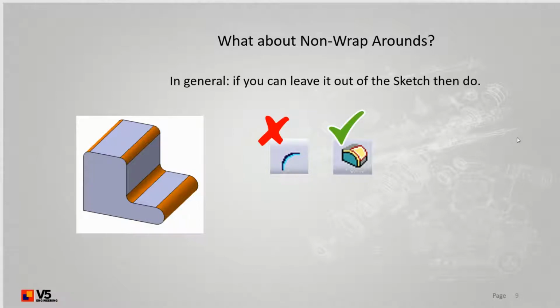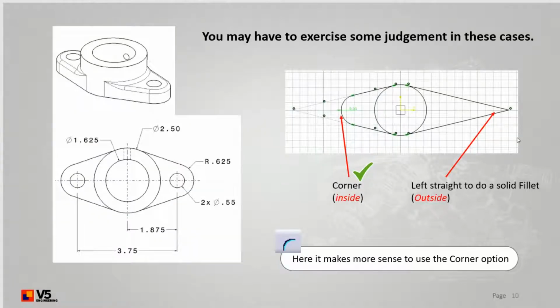But what about non-wraparound shapes like this one we see here, where it's basically just a linear rounding that comes out of the sketch? Well, in general, the answer again is filleting is the better option. There's a lot of reasons for that. But you're going to have to use your judgment.